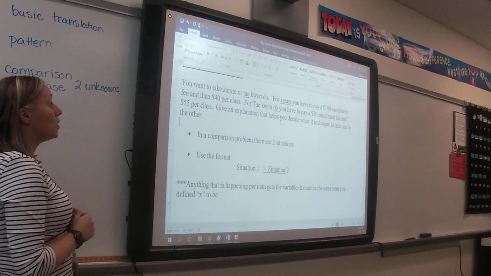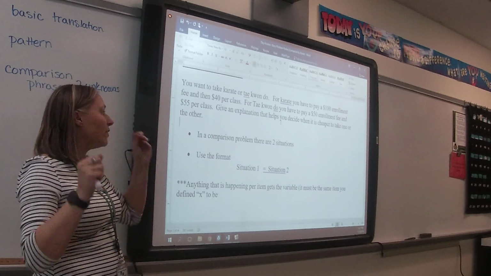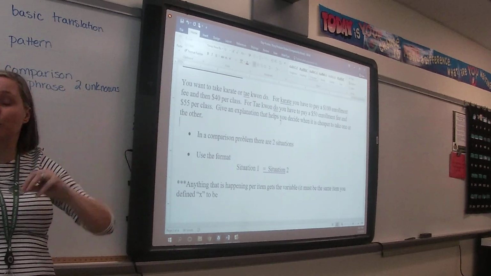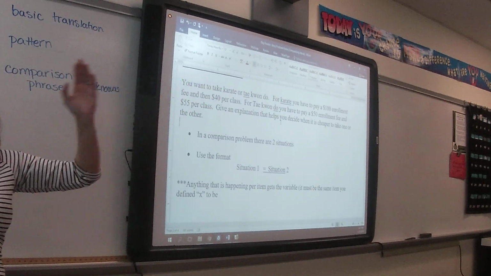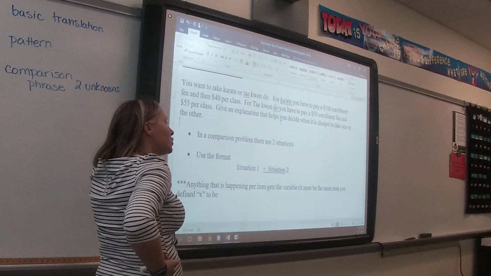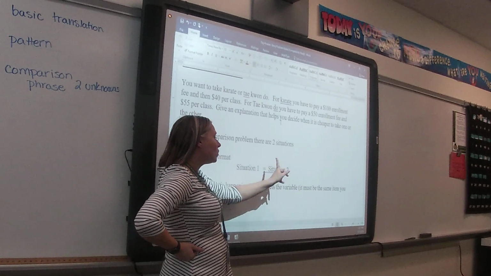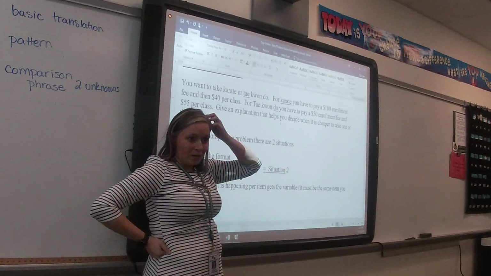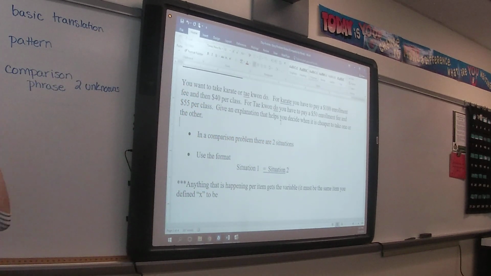So you want to take karate or taekwondo. This is telling us right now that we have a choice. This is a comparison problem. Do we want to pick A or do we want to pick B? Whenever we are trying to pick between two options, our format is going to be situation 1 equals situation 2. Then my students are like, but why would I set them equal to each other if I want to know when they cost a different amount? Anybody know why I might want to set them equal to each other?